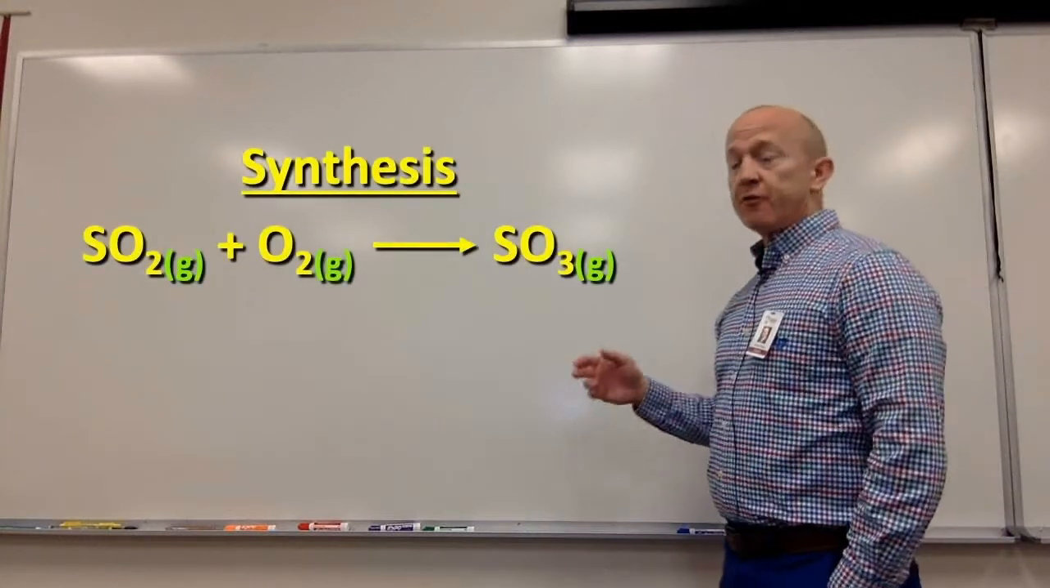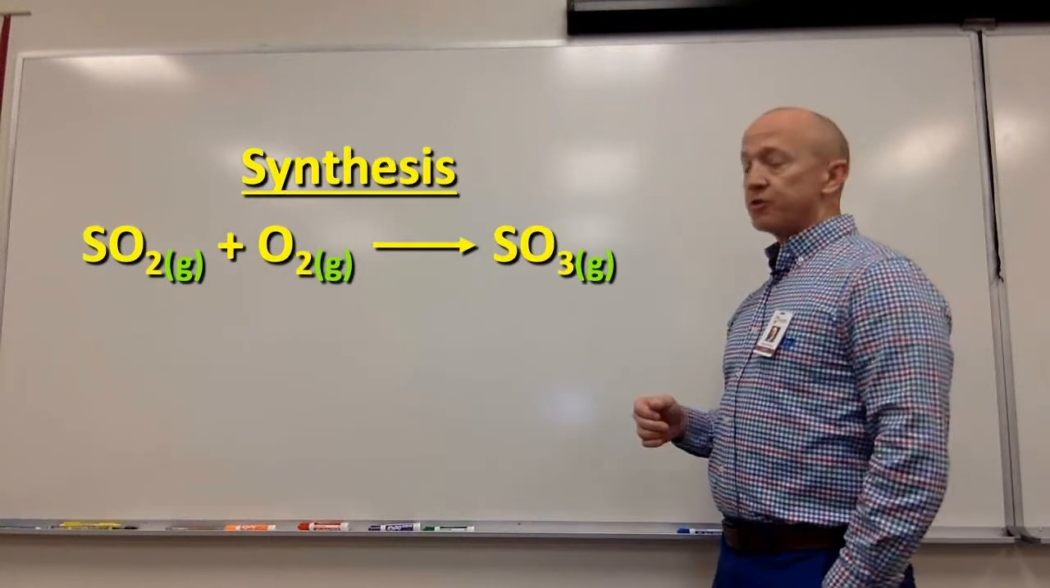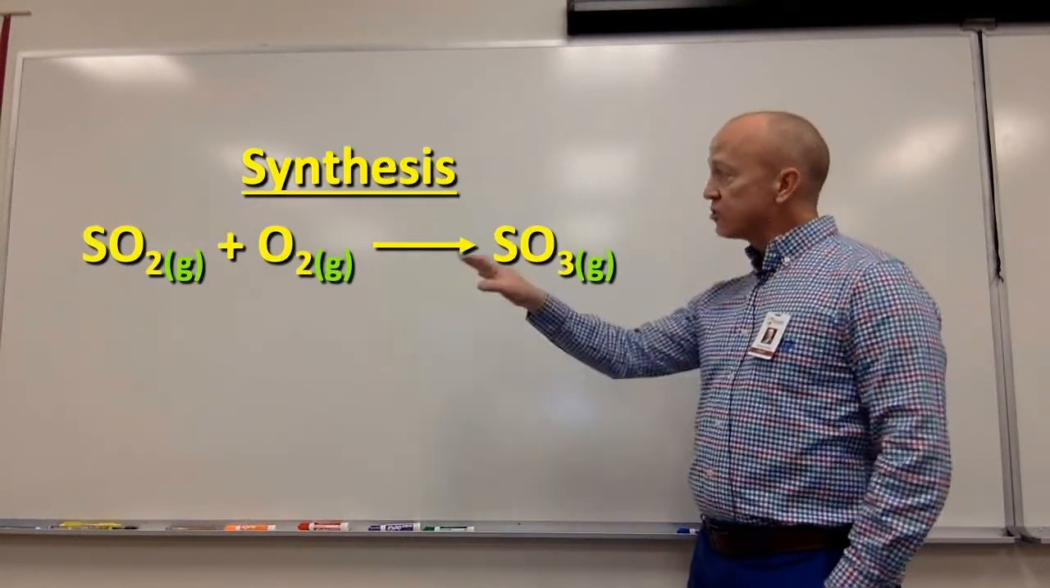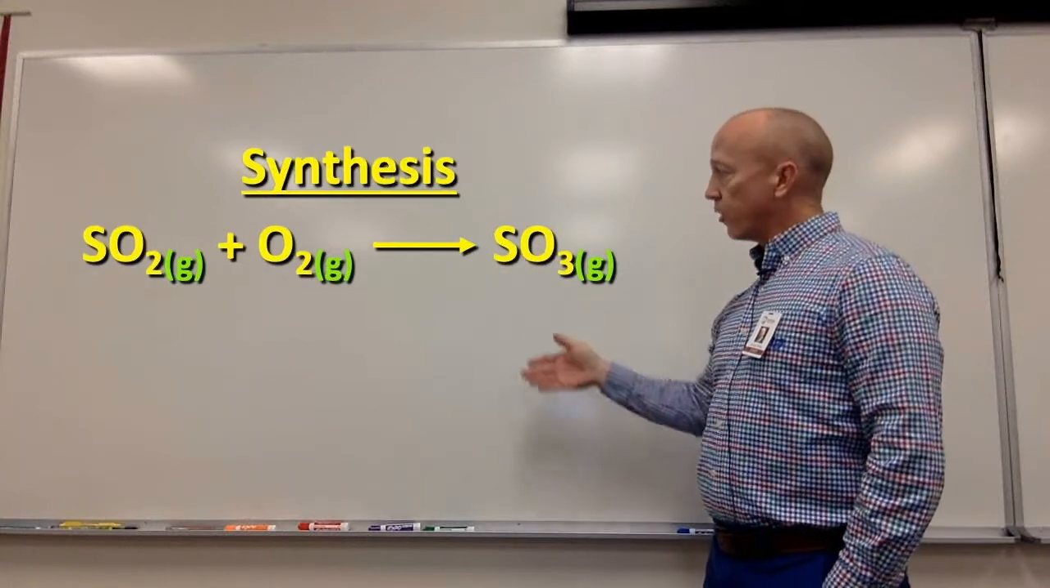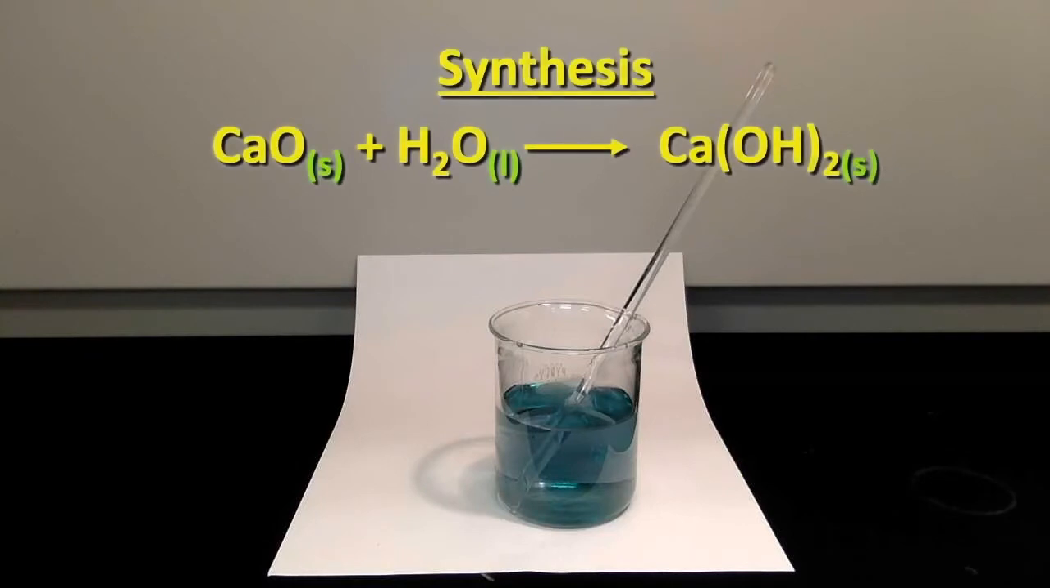Here's an example of a synthesis reaction. We have sulfur dioxide that combines with oxygen gas to form sulfur trioxide. You can see how you have the two substances that come together to form one product. Here's another example of a synthesis reaction. Calcium oxide, when combined with water, yields calcium hydroxide.